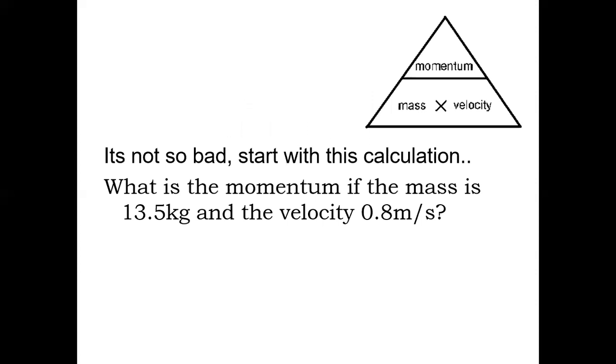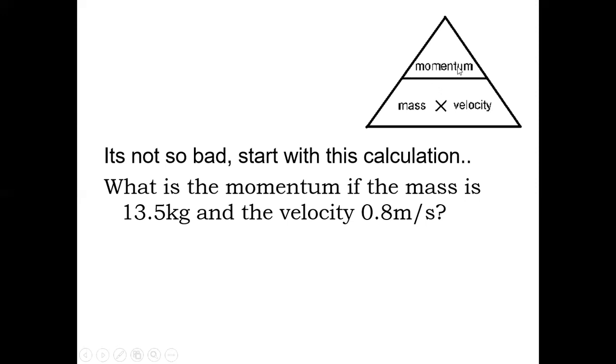So let's start with the equation first. You may have come across this equation in my GCSE physics equation video, but as I say, it's always good practice to put the momentum equation in a triangle so you know what you're trying to work out. This is the basic question that you could get on momentum. It's asking what the momentum is if the mass is 13.5 and the velocity is 0.8. It's asking us to work out the momentum.